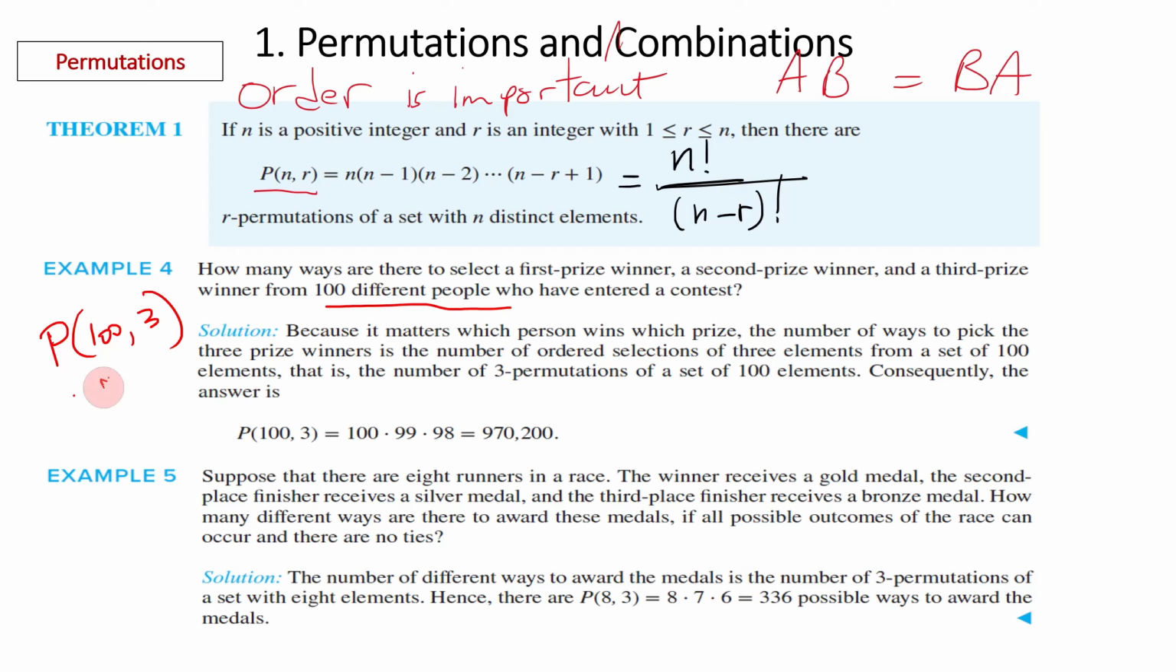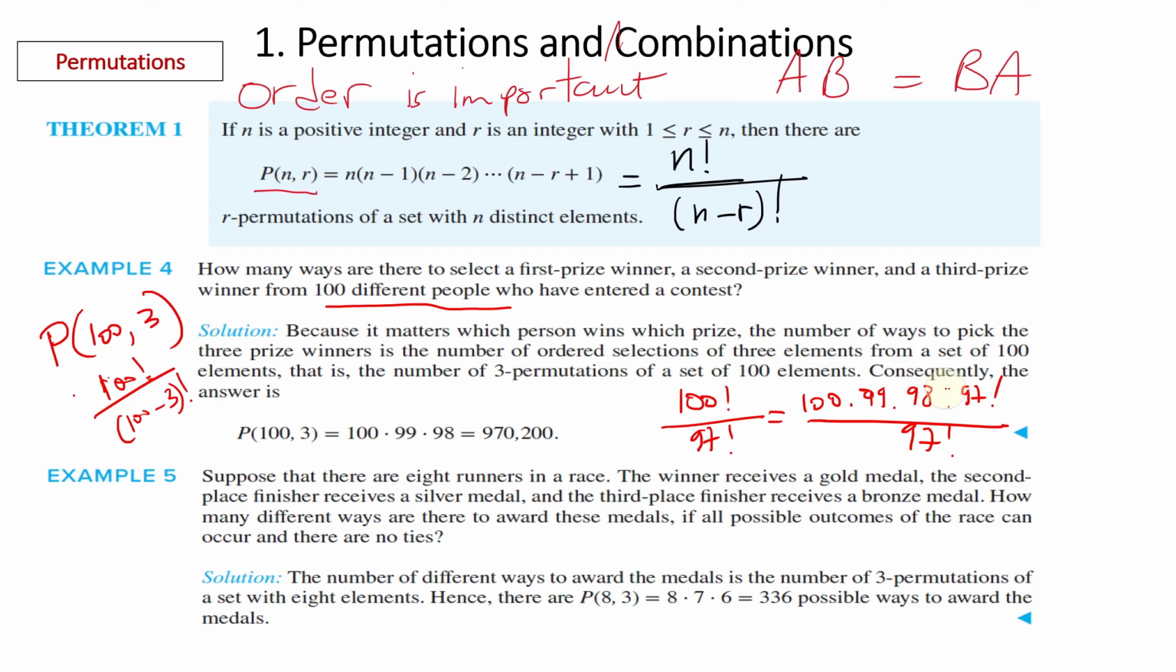We said this is going to be n factorial divided by n minus r factorial. Now I'm just going to take some space, 100 factorial divided by 97 factorial. Well, if we just think about this, this is going to be 100 times 99 times 98 times 97 factorial divided by 97 factorial, because these are easy to do. I can just simplify to these numbers over here, which is going to be this number over here.